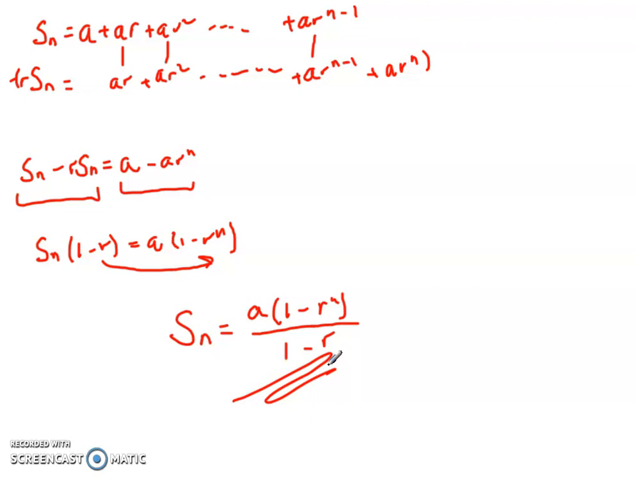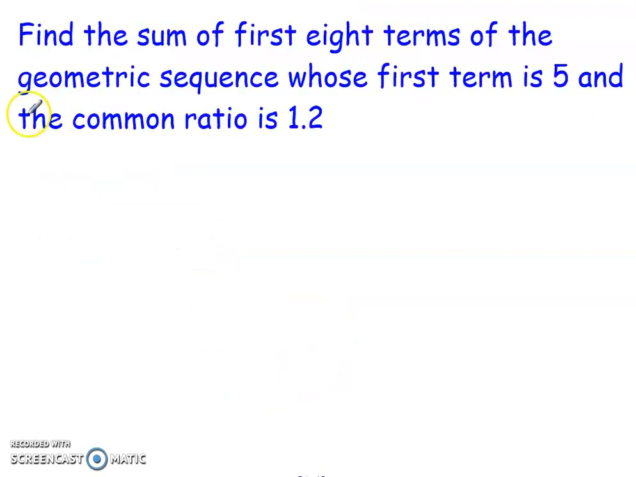So we're able to use this when it comes to problems involving the sum to a certain number of terms for a geometric series. The best way to know this is to have a look at it in action, so let's look at a couple of examples. Let's imagine the first 8 terms of a geometric sequence whose first term is 5 and the common ratio is 1.2. We want to know the sum of the first 8 terms of this geometric sequence.